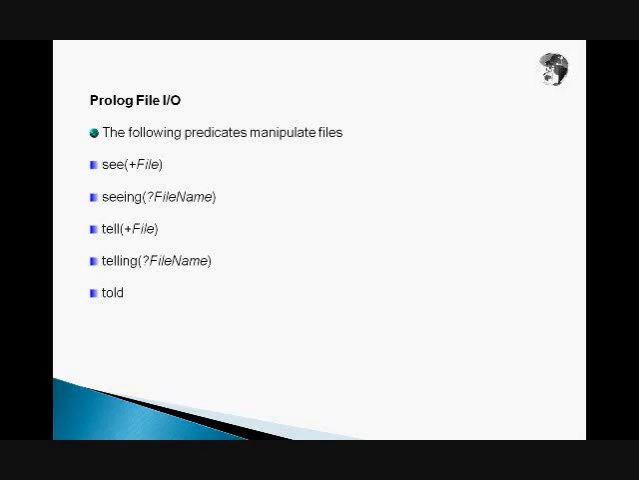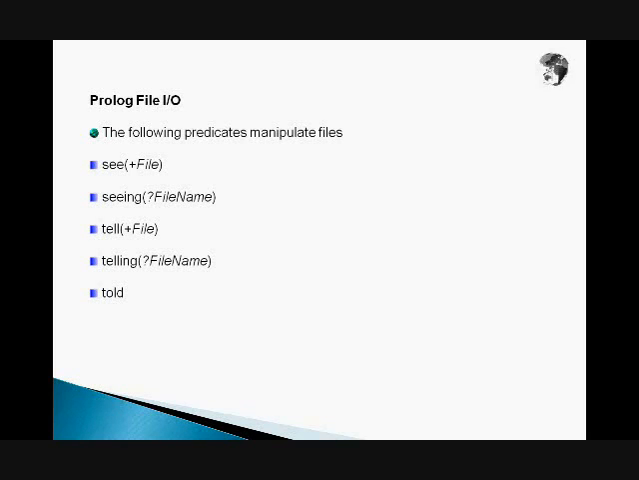see(File). The file becomes the current input stream. File may be a stream previously opened by see/1 or a file name. If it is a file name, the following action is taken. If there is a stream opened by see/1 associated with the same file already, then it becomes the current input stream. Otherwise, the file is opened for input and made the current input stream.